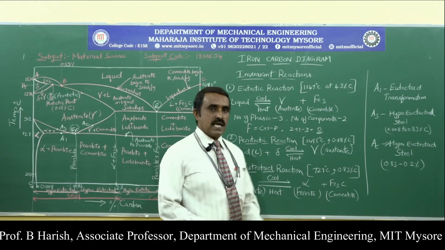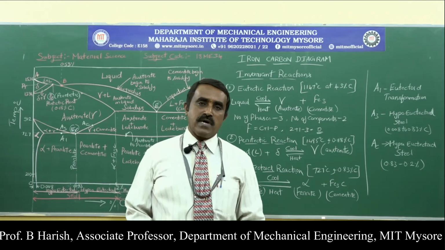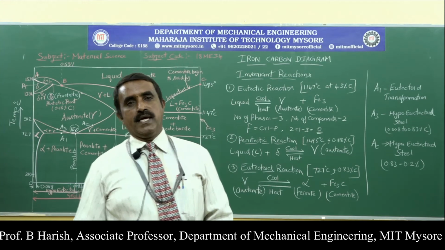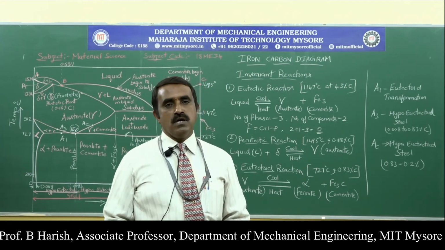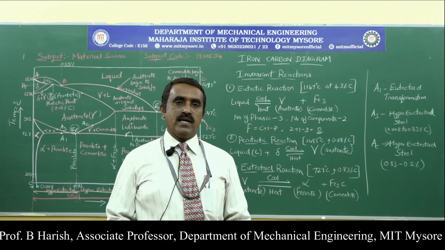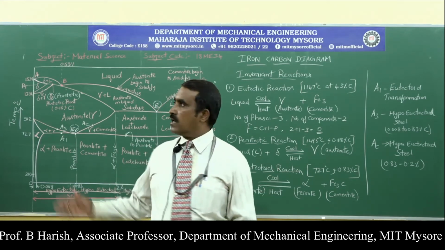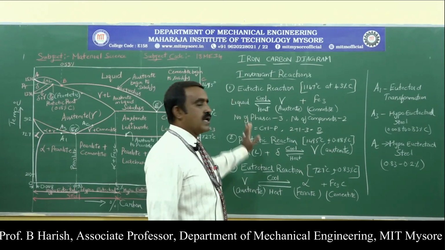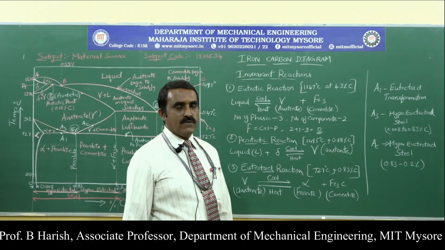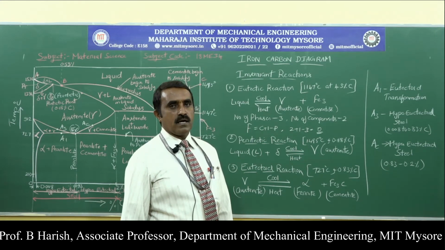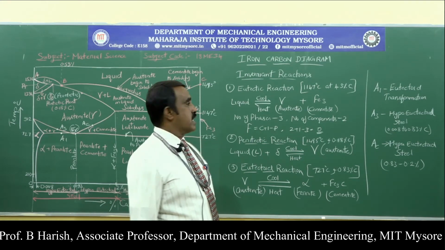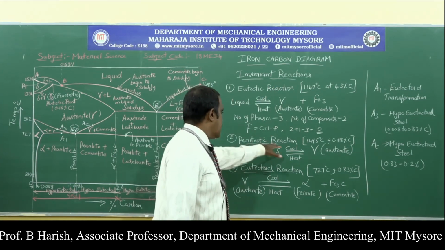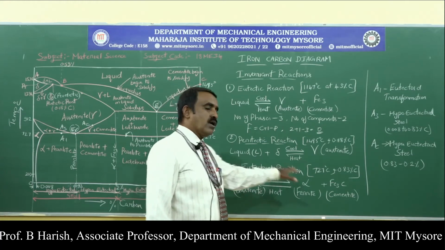Now if the value of F is 0, then we call that an invariant reaction. If we study the iron carbon diagram, we can come across three different invariant reactions. The first one is the eutectic reaction, the second one is the peritectic reaction, and the third one is the eutectoid reaction.